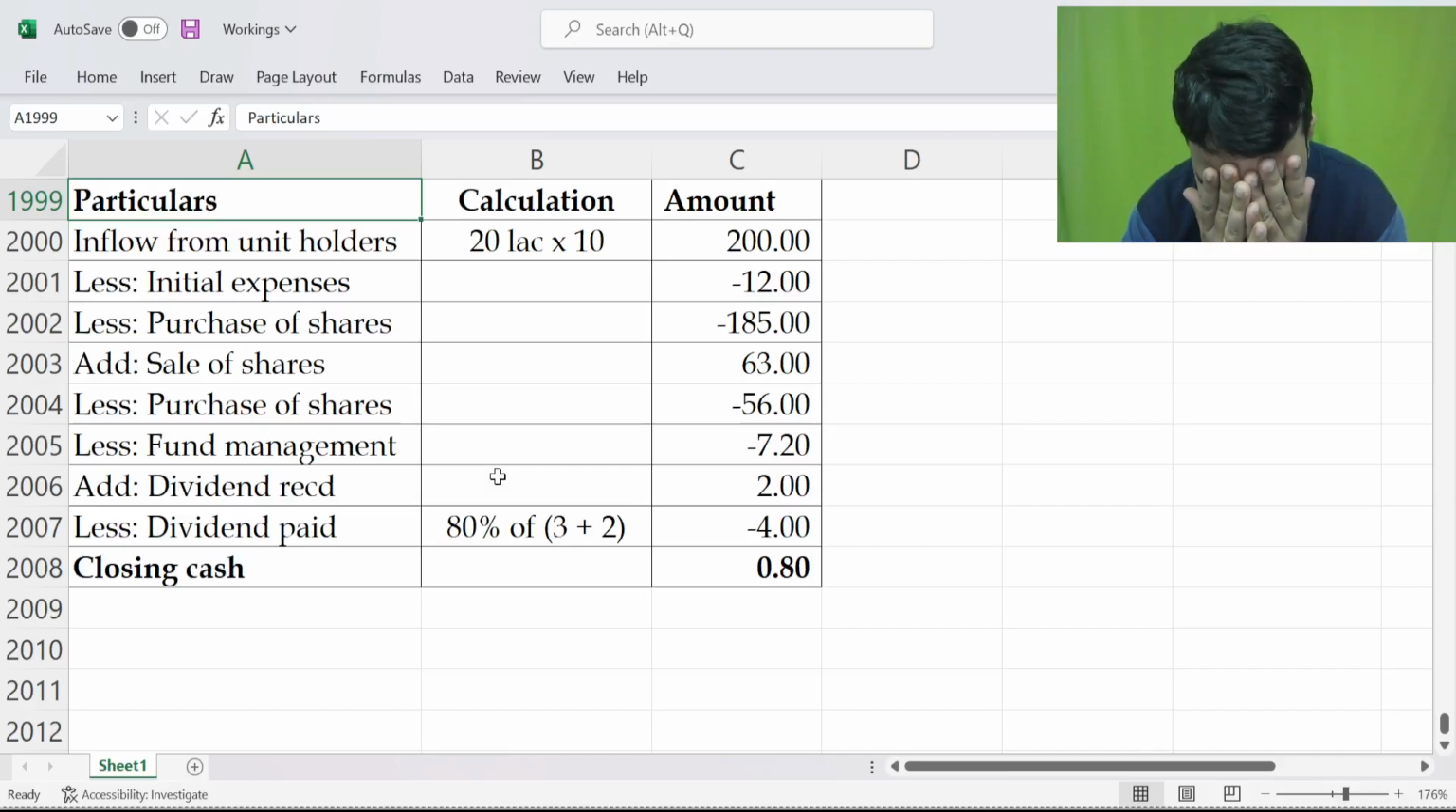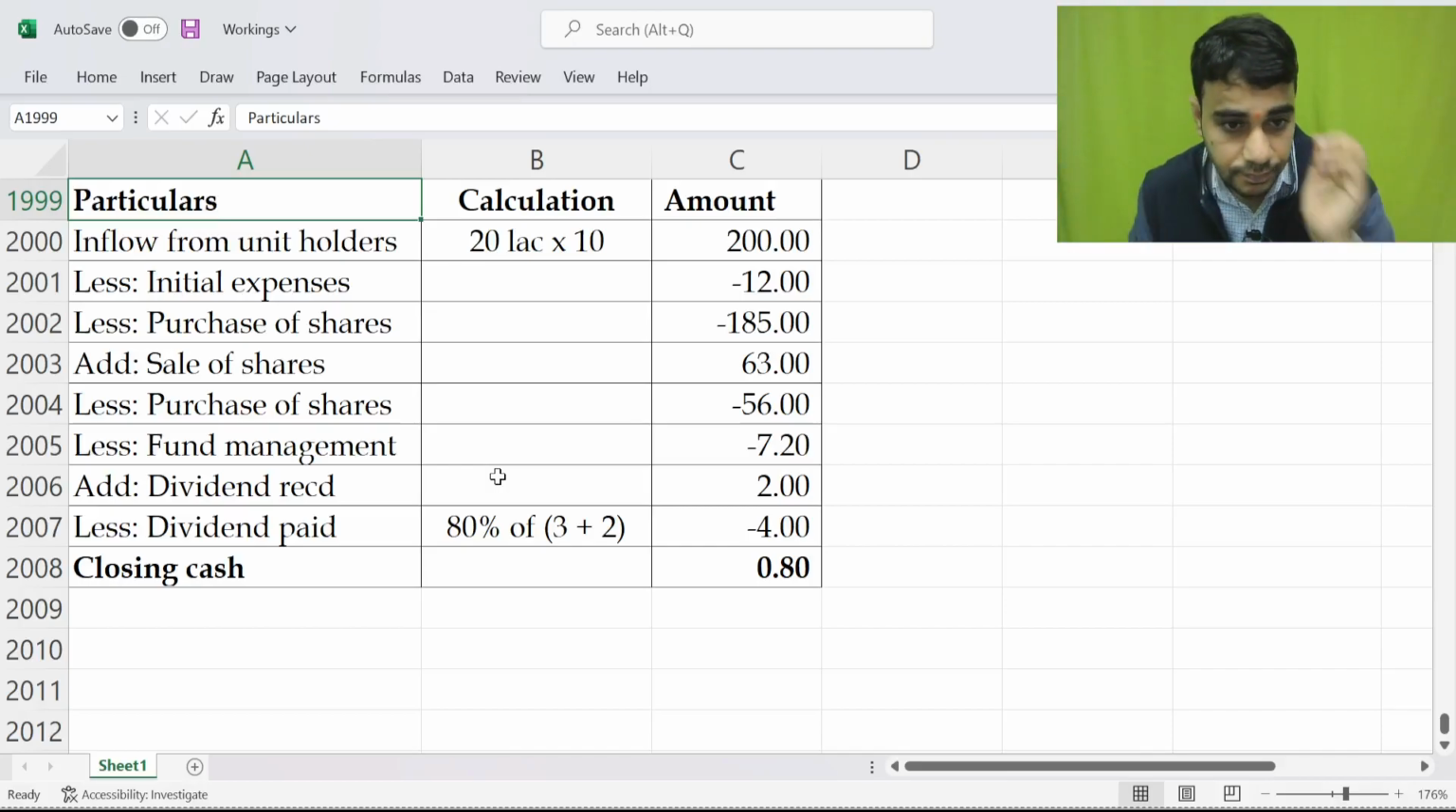Working note to calculate NAV. Assets minus liabilities. See what assets are there. Cash is one of the assets. Some liabilities can be there. Calculate NAV. 2-3 minutes for you to do.